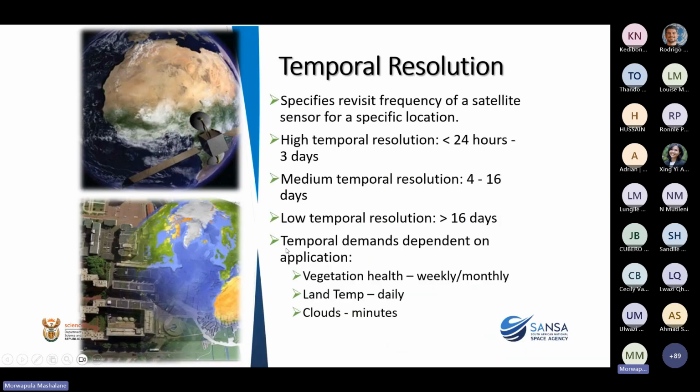And then temporal resolution, it tells you about the revisit period, how long it takes for one sensor to revisit a single area. If you are taking a picture over South Africa, let's say the Innovation Hub, how long will it take for that particular sensor to visit that specific point over South Africa? So that is the temporal resolution.